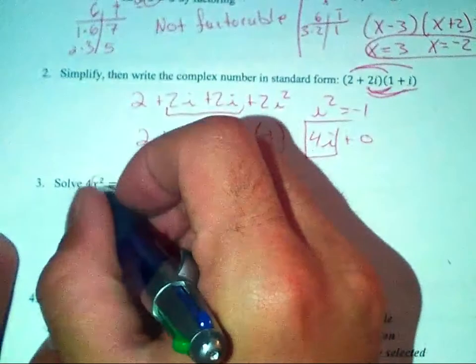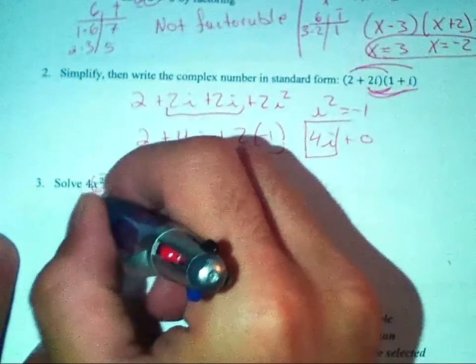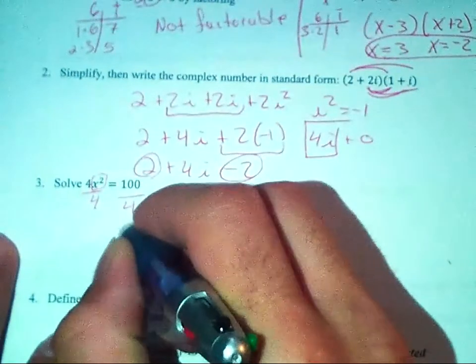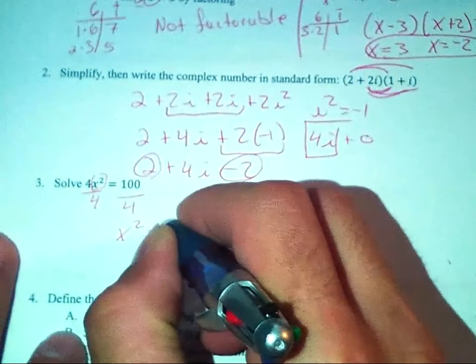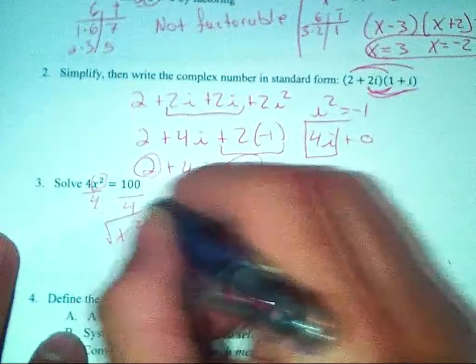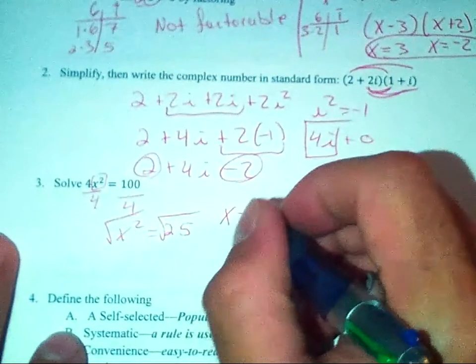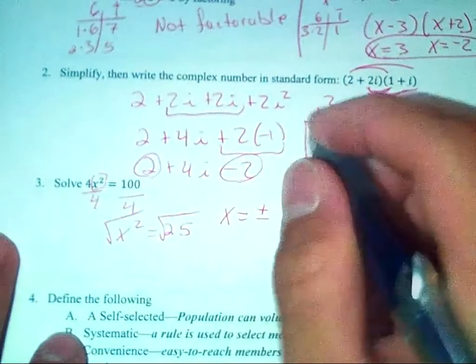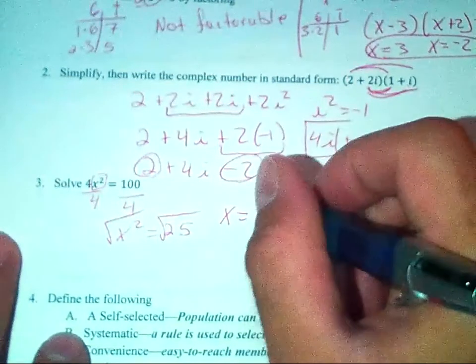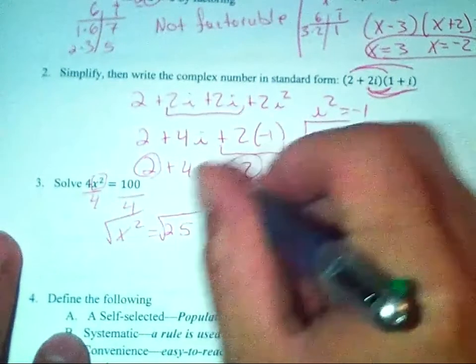Alright, we want to isolate whatever is being squared. So here we're going to divide by 4. So x squared equals 25. Square root of both sides. Whenever you take the square root, you're always going to have plus or minus. So here we're going to get plus or minus 5.